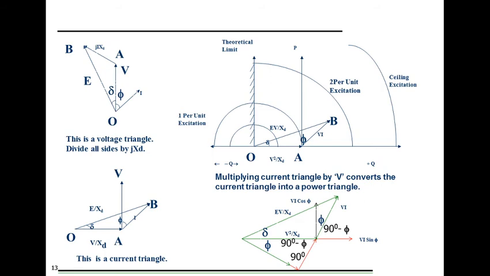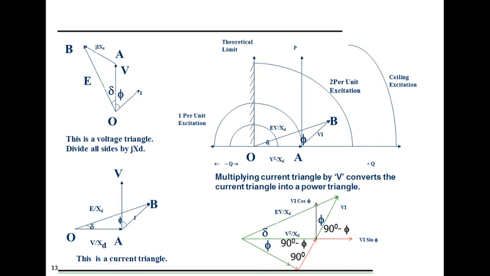Now we convert this current triangle to a power triangle. To convert this to a power triangle, we have to multiply it by the grid voltage V. So we get OA as V squared by Xd, we get AB as VI, and we get OB as E into V by Xd. So our final triangle OAB is the power triangle.